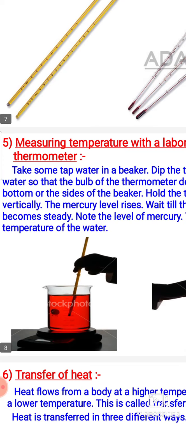So this is about temperature and how we measure the temperature, and what the different kinds of thermometers are. This is all for today, and tomorrow we will see how heat is transferred.